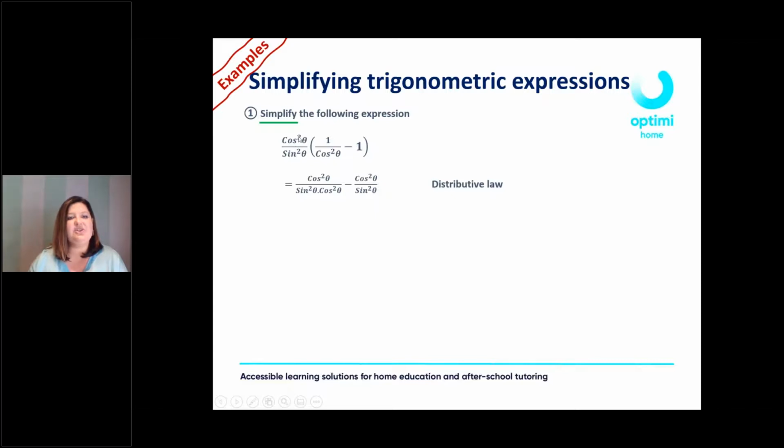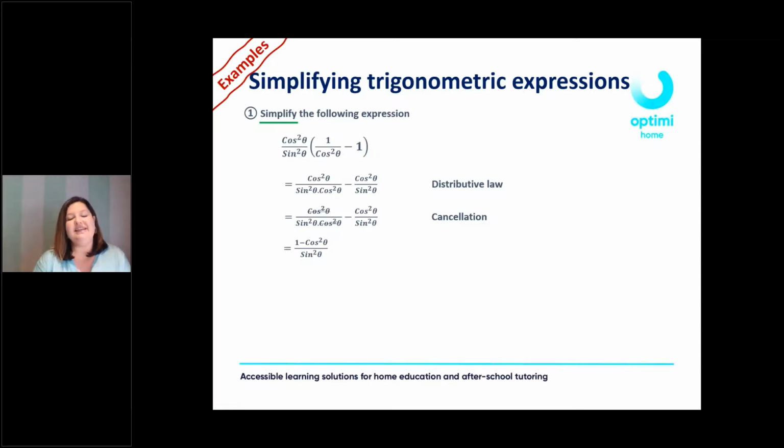Right, so I've taken this cos squared theta over sine squared theta and multiplied it with 1 over cos squared theta. And I've multiplied it with the negative 1. So I will have cos squared theta at the top, sine squared theta times cos squared theta, and then minus this cos squared theta over sine squared theta. So I've used the distributive law to multiply in that term over there. Now you can see in the first term that I can cancel my 2 cos squared thetas with each other. And I'm left with 1 over cos squared theta minus cos squared theta over sine squared theta.